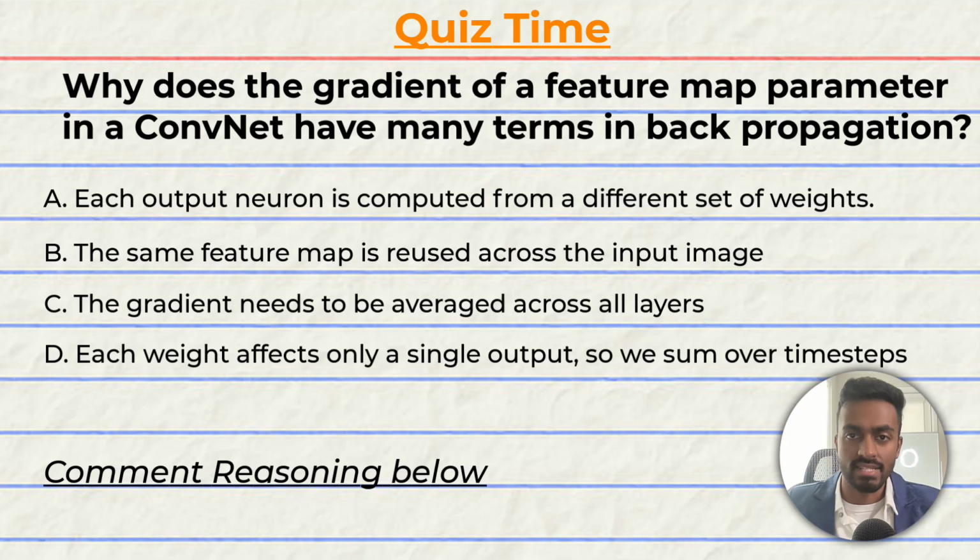Why does the gradient descent of a feature map parameter in a convolution network have many terms during backpropagation? A, each output neuron is computed from a different set of weights. B, the same feature map parameter is reused across the input image. C, the gradient needs to be averaged across all layers. Or D, each weight only affects a single output, so we sum over the time steps. I'll give you some time to think about this.